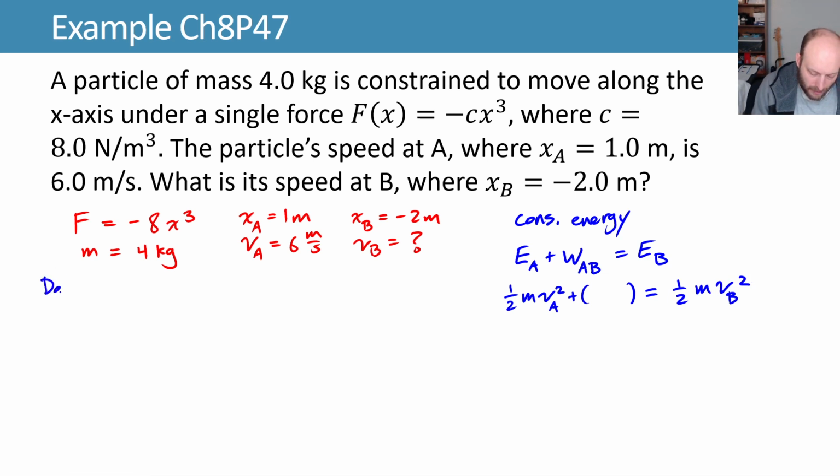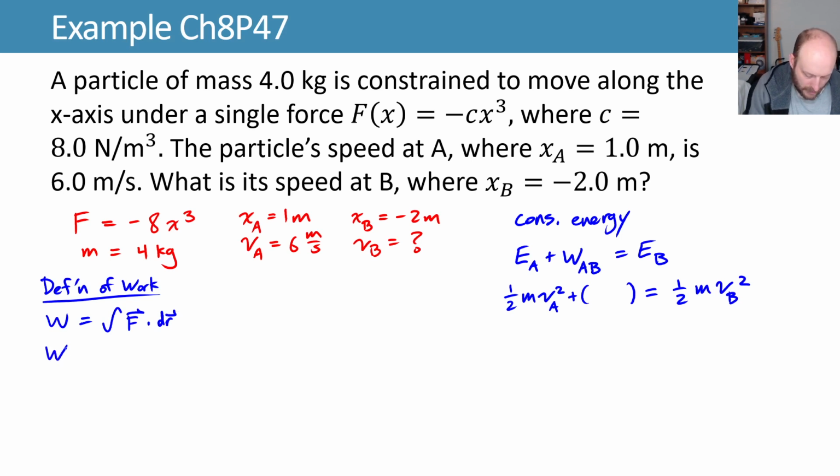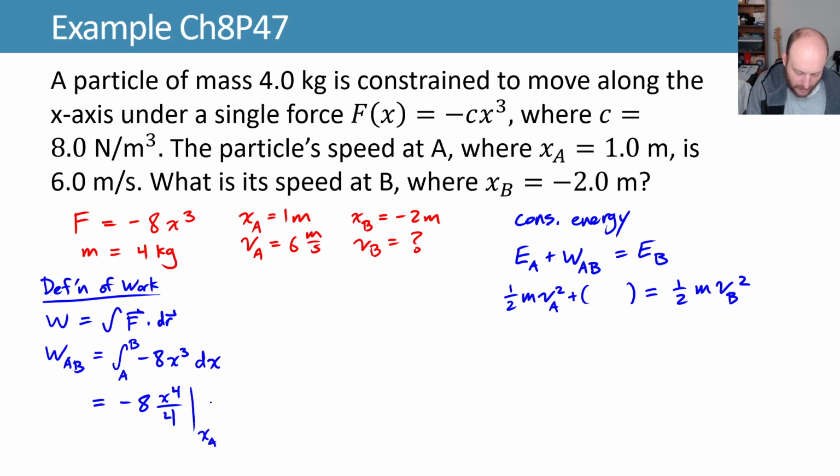We'll use the definition of work to try and figure out this work. Well, work is defined as the integral of F dot dr. So to get from A to B, we'll integrate from A to B of -8x cubed with respect to x. We can do this. We add 1 to the exponent, divide by the result. So we get -8x to the 4th over 4, evaluated from xa to xb.